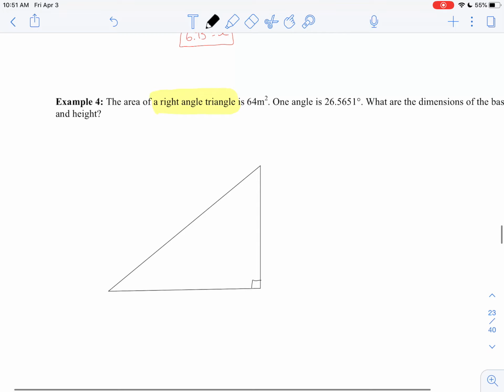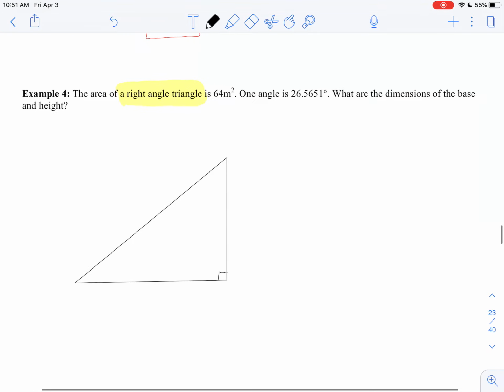And they're saying one angle is 26.5651, quite the measurement there. So I'm going to arbitrarily label this one 26.5651. Of course, you could label the other one 26.5651. Your height may now be your base, and your base may now be your height, but you'll get the exact same answers. And they're looking for the height and the base.